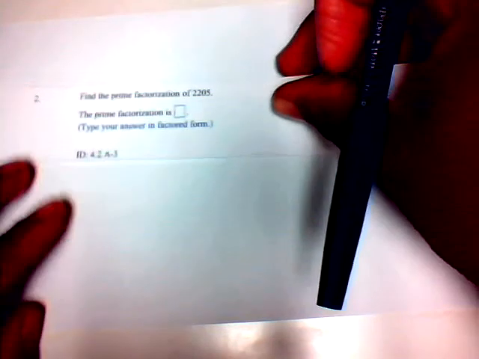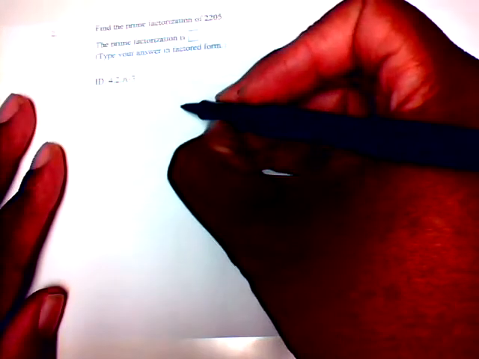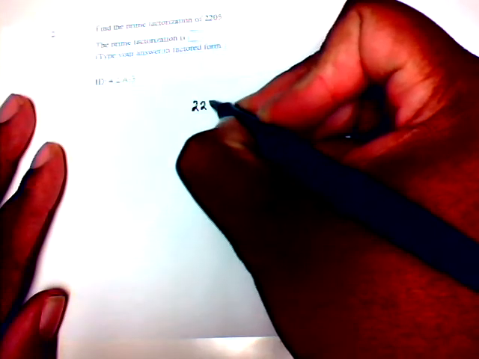Okay. All right, now let's look at the next problem. This deals with the prime factorization. Here we want to find the prime factorization of 2,205. Okay, so in this case here, I'm going to move this up here and write down the number 2,205.